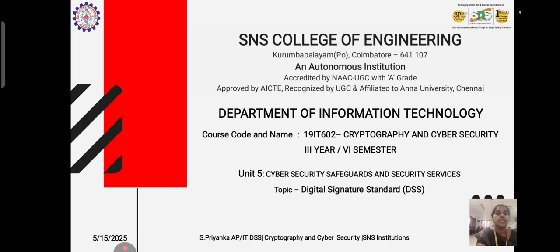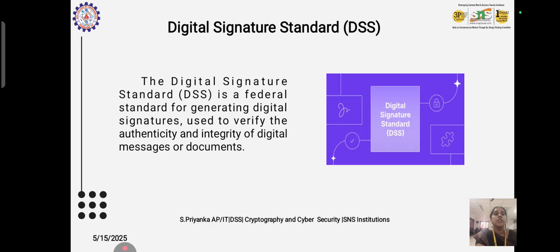Today in my lecture series we are going to see about the Digital Signature Standard. It's known as DSS. First of all, what is a digital signature standard? Digital signature standard is generally a federal standard for generating a digital signature. Here the digital signatures are first generated and then verified for the authenticity and integrity of digital messages or documents.